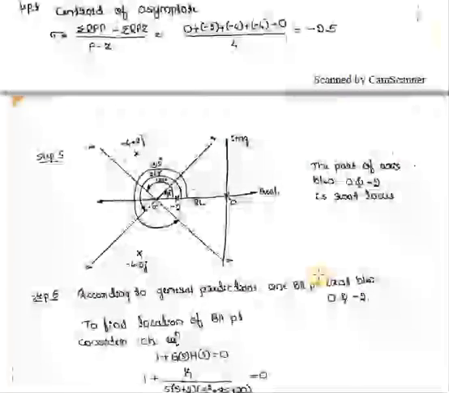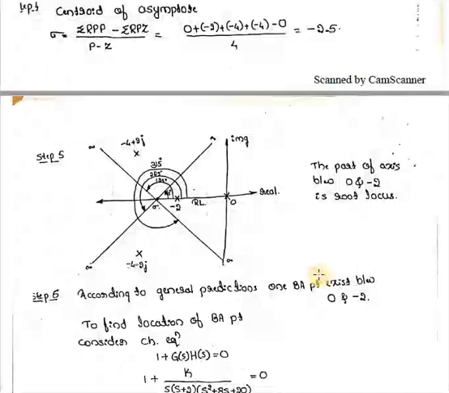Then the next step is to draw the root locus and mark the centroid and the angles of asymptotes. This is the real axis and this is the imaginary axis. There are 4 poles: 0, -2, and -4 + 2j, -4 - 2j, which are the complex poles. If you consider a reference point between -2 and 0, towards the right side you have only one pole, the summation of poles and zeros is 1, that means it is odd. So from 0 to -2, it is a root locus part.